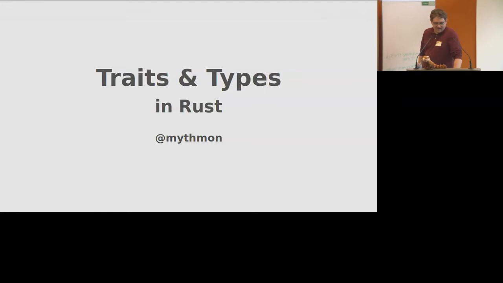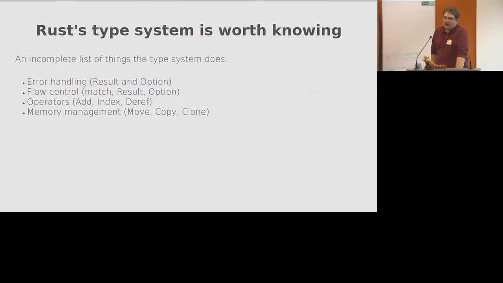So first, I want to talk about why Rust's type system is worth knowing. The type system is basically the skeleton of the language. It underlies some of the most important features. It's how we get our type safety, our memory safety. It also does error handling and flow control. All the operators are implemented with the type system and the trait system. And all of the memory management is done with traits. So this is a very important part of the language to understand.